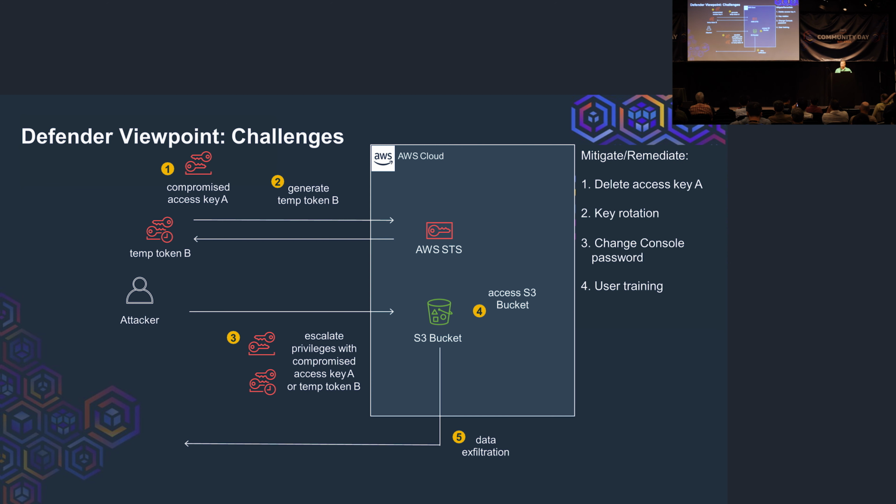So now you have to mitigate the issue, right? You're in the middle of an incident. What do you do? Delete the access key A, the lost, stolen one. That's probably reasonable. You might change the key, rotate it. You might change their console password, so that just in case, who knows what else has been compromised. And you definitely talk to the user and put them through training and do whatever, right? Make sure that's taken care of.